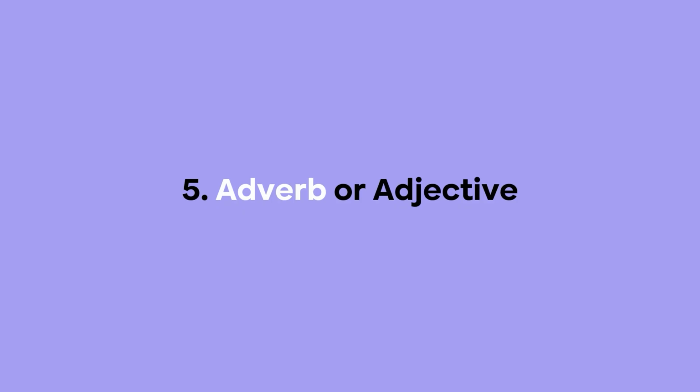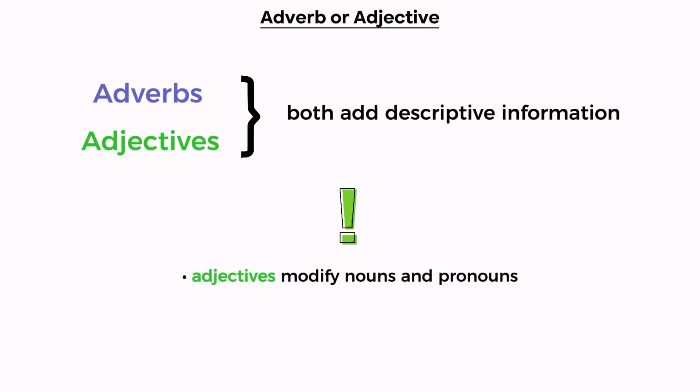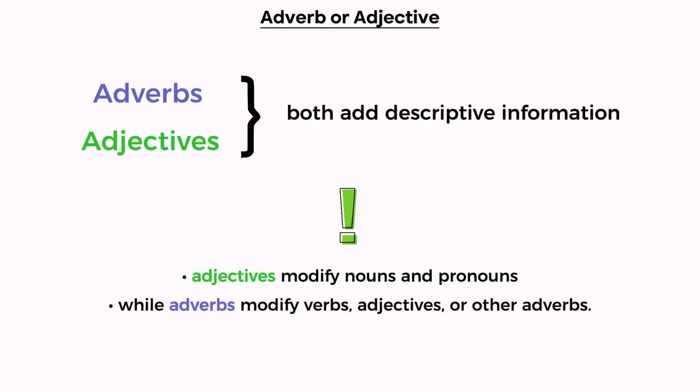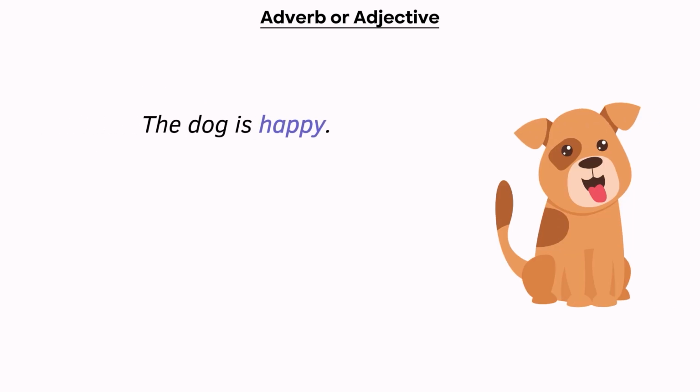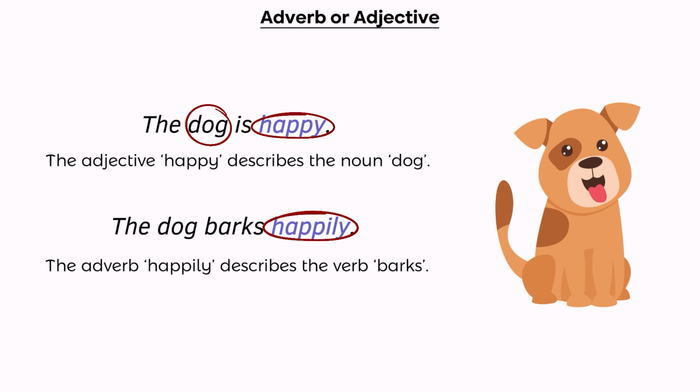5. Adverb or adjective. Adverbs and adjectives are often confused because they both add descriptive information. However, adjectives modify nouns and pronouns, while adverbs modify verbs, adjectives, or other adverbs. Examples of this are: the dog is happy. The adjective happy describes the noun dog. The dog barks happily. The adverb happily describes the verb barks.